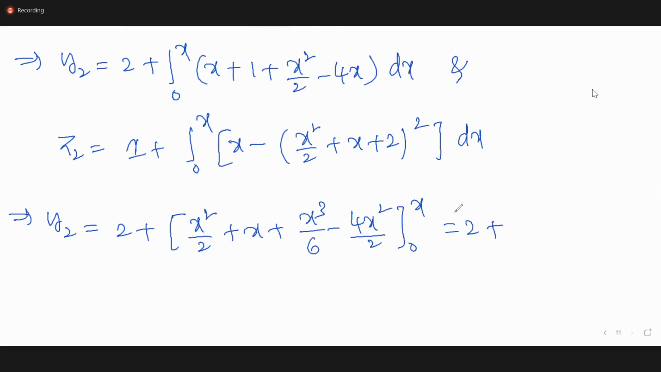So 2 plus first x cube by 6. At x equal to 0, the total integrand part is 0. Okay, so at x is equal to x, we get the same integrand part. First one x cube by 6. 1 minus 4. What is 1 minus 4? Minus 3. So minus 3x square by 2 plus x.